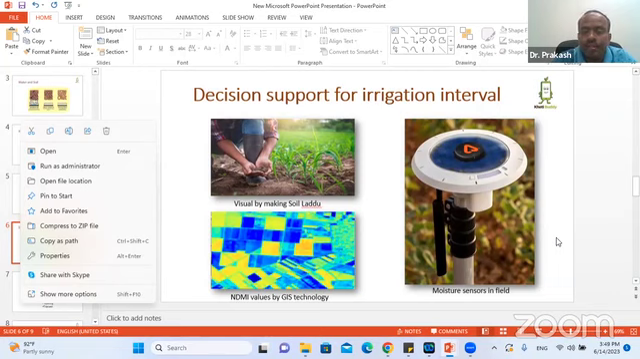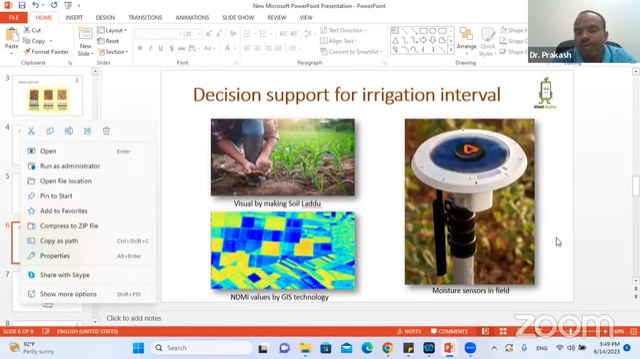Then NDMI technology, our in-house GI technology. We can add NDMI technology to your platform. We can give proper NDMI ratios, proper NDMI values, and based on these values, we can decide the irrigation interval.